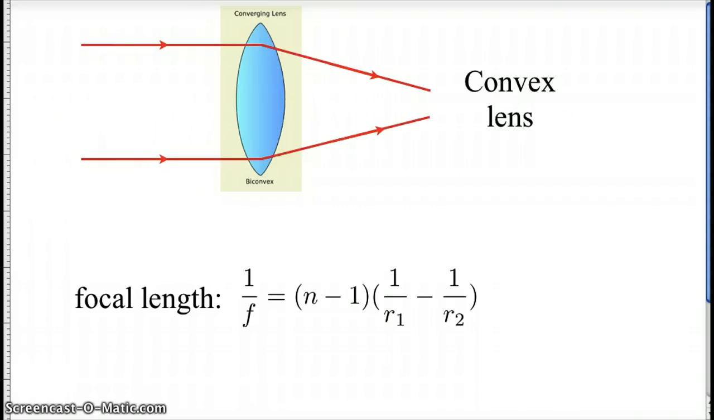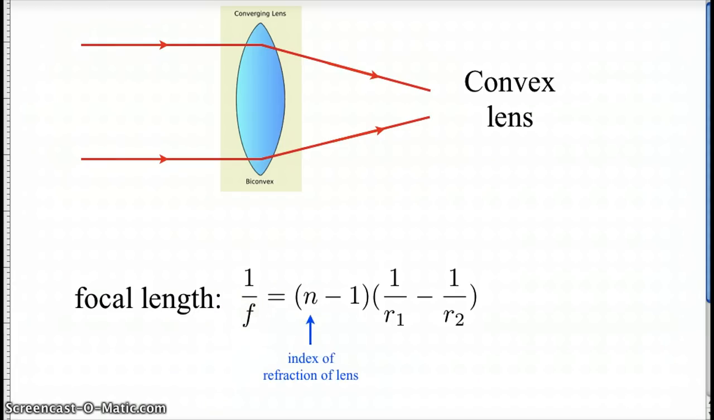And the focal length, we have a mathematical expression for it. 1 over f equals n minus 1 times the quantity 1 over r1 minus 1 over r2. So let's step through this equation one term at a time. The f here is the focal length. So this convex lens has some focal length that we denote by f.